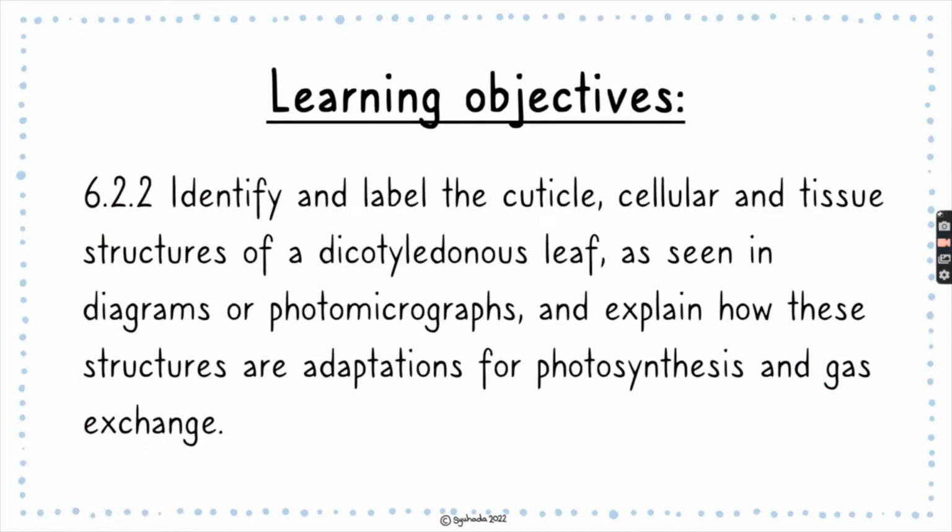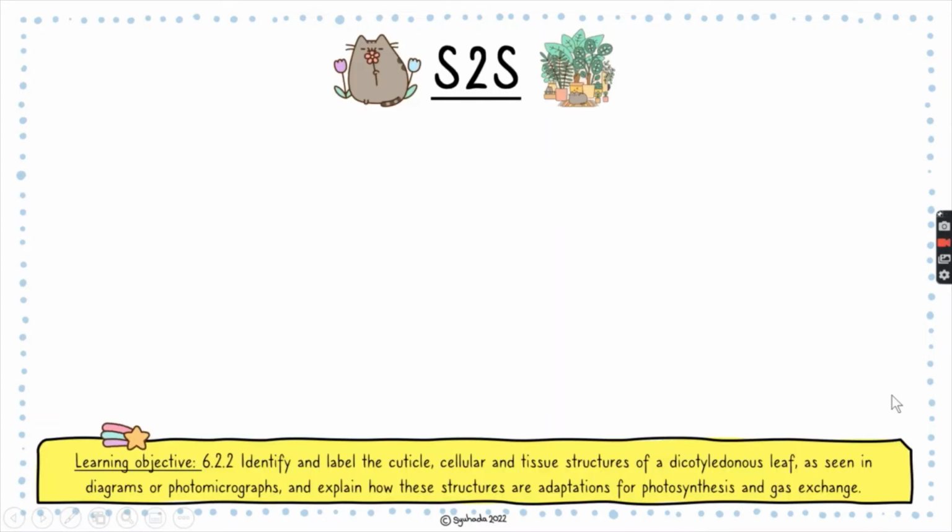And now we're going to talk about those layers and the different tissues that you can find in the leaf, and about how they are adapted to photosynthesis. So this is your new learning objective. 6.2.2 Identify and label the cuticle, cellular, and tissue structures of a dicotyledonous leaf as seen in diagrams or photomicrographs, and explain how these structures are adaptations for photosynthesis and gas exchange.